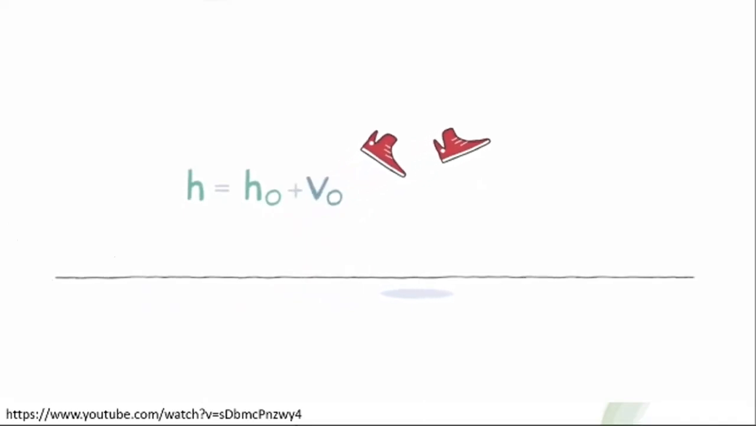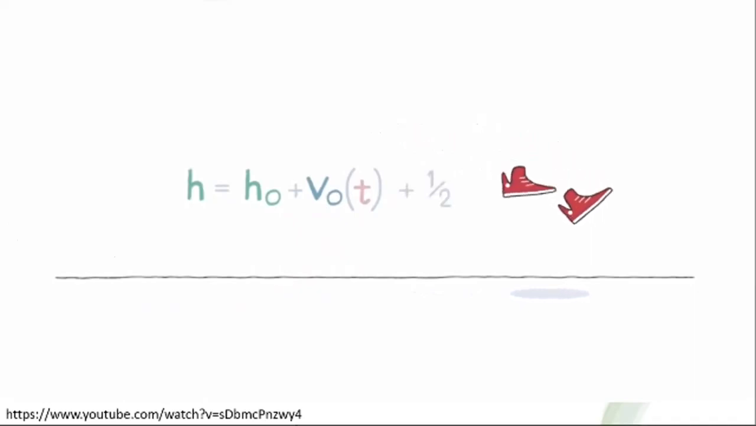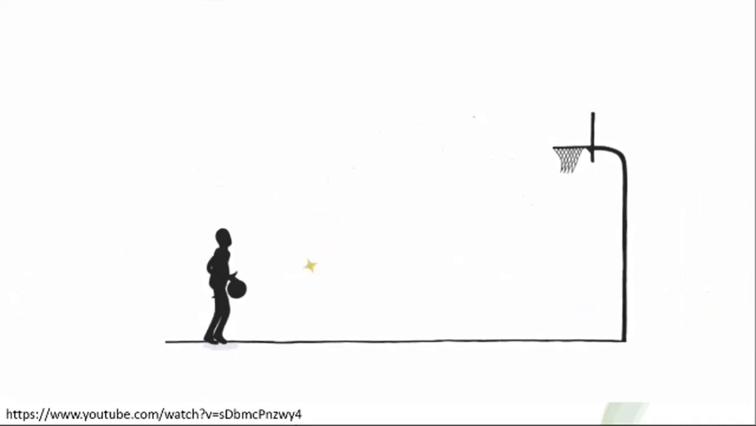Using what we know about gravity, we can derive a fairly simple equation that models hang time. This equation states that the height of a falling object above a surface is equal to the object's initial height from the surface plus its initial velocity multiplied by how many seconds it's been in the air, plus half of the gravitational acceleration multiplied by the square of the number of seconds spent in the air. Now we can use this equation to model MJ's free throw dunk.